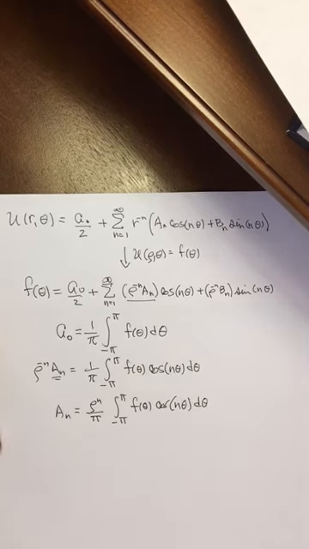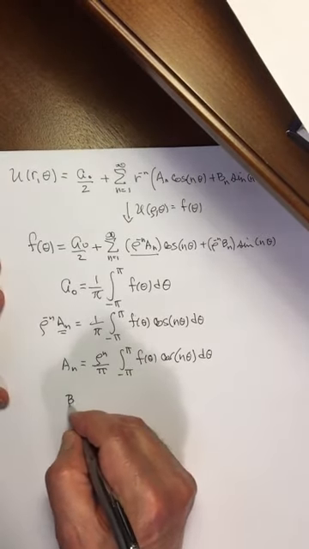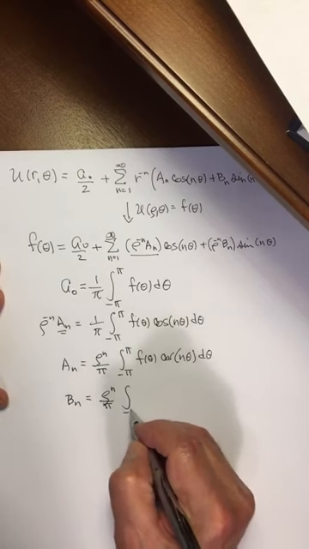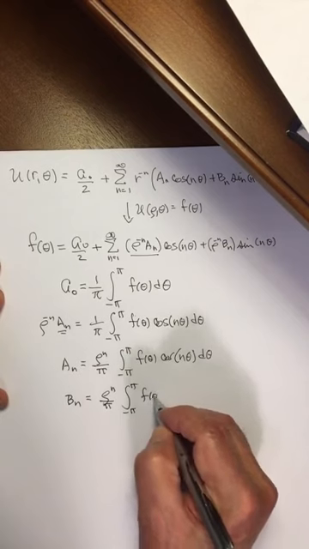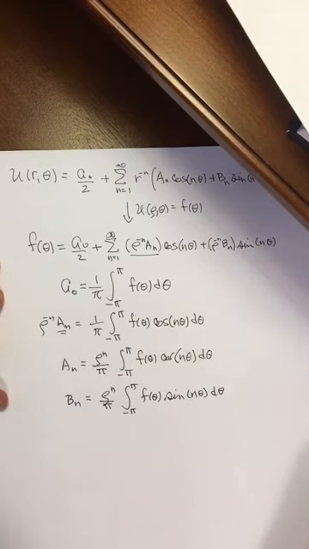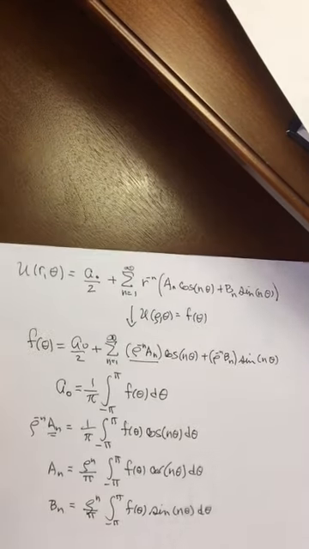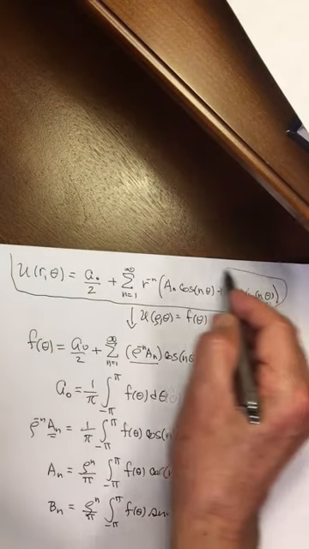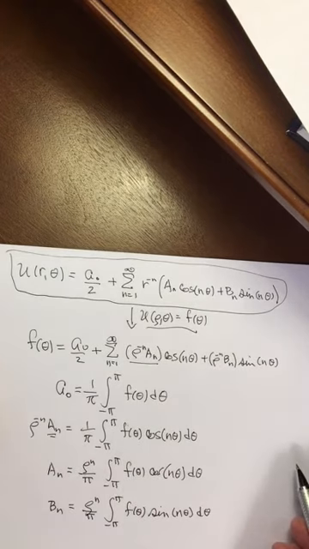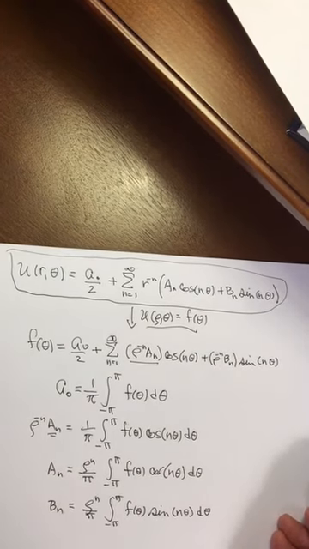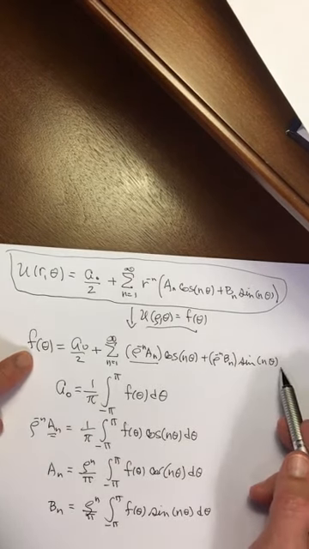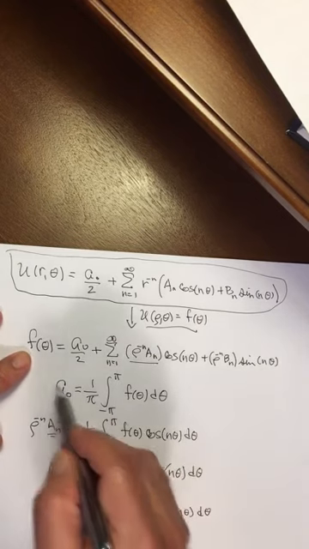And similarly, we'll immediately get a similar formula for b sub n. It'll be rho to the n over pi, integral minus pi to pi, f of theta, this time with the sine n theta, d theta. So at the top of the page we have the general solution for the boundary value problem. When we apply the condition that the solution reduces to a given function f of theta on the boundary, then we get this full Fourier series for the function f of theta, and here are the formulas for the coefficients.